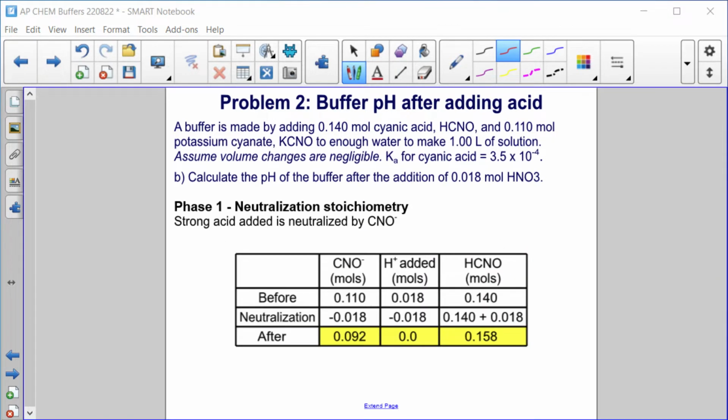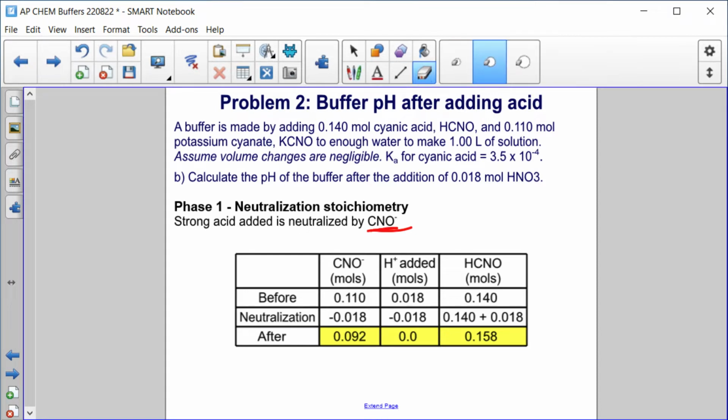All right, so in part B, calculate the pH of the buffer after the addition of 0.018 moles of HNO3. So the strong acid will be neutralized by the conjugate base that's in the buffer.